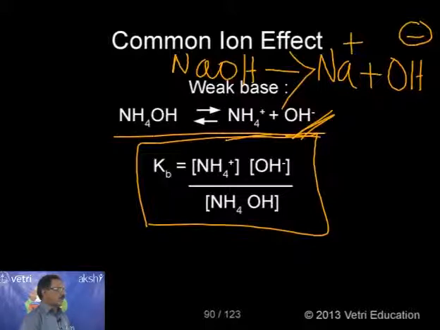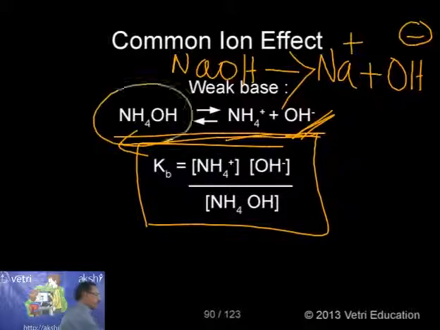When the concentration of OH minus increases on the right side, the equilibrium will be shifted towards the left side due to Le Chatelier's principle. When the equilibrium shifts towards the left side, automatically the ionization gets suppressed. So the ammonium hydroxide ionization is suppressed. This suppression is called due to common ion.